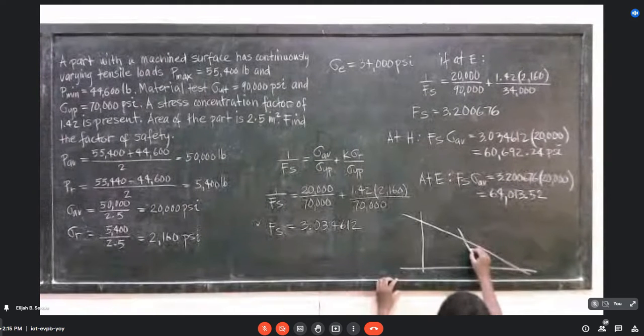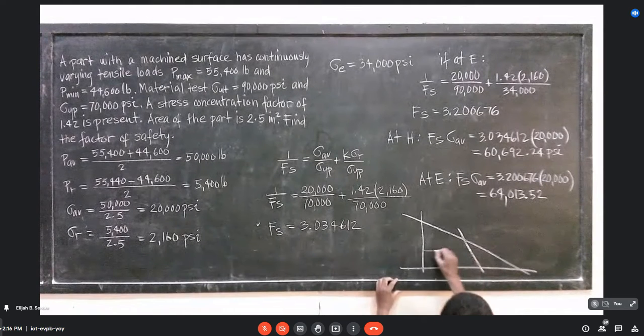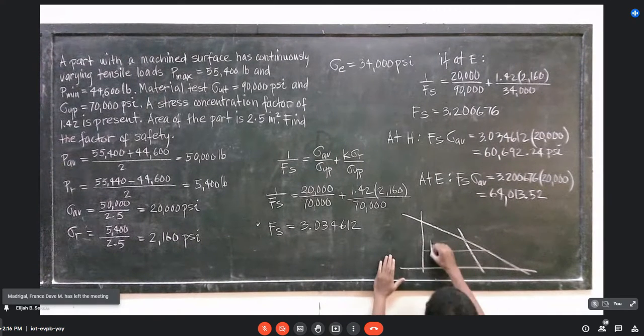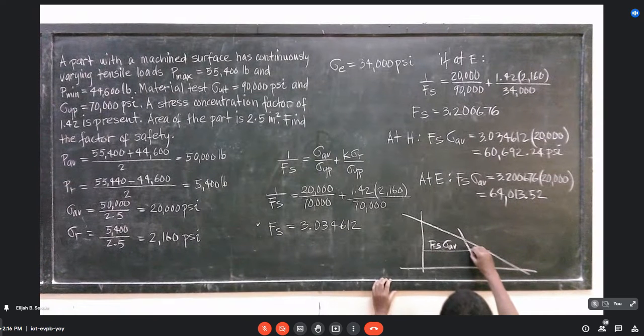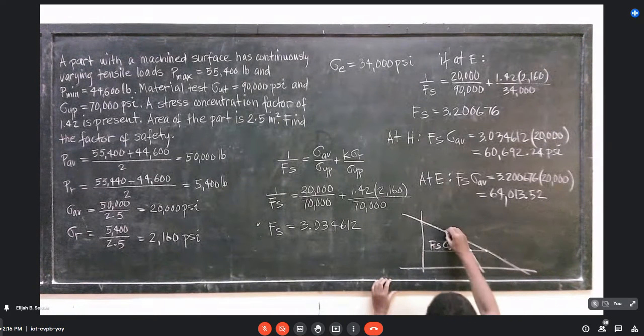When you are here, then this is your factor of safety average. Right? Factor of safety average. So this is the factor of safety average when you are on this line. And this line is from A to, or, what is this?